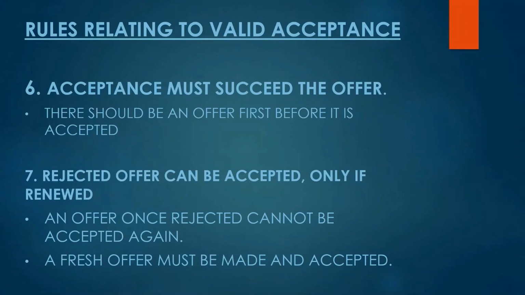This means an offer once rejected cannot be accepted again unless a fresh offer is made. For example, Mr. A makes an offer in writing to sell Mr. B 200 kgs of apple for rupees 10,000. Mr. B writes back saying he is not interested. Later, Mr. B sends another letter saying he accepts the offer. Now, this acceptance is not valid because he has already rejected the offer, and in order to give a legally valid acceptance, Mr. A needs to make an offer again, and then Mr. B has to accept it again.